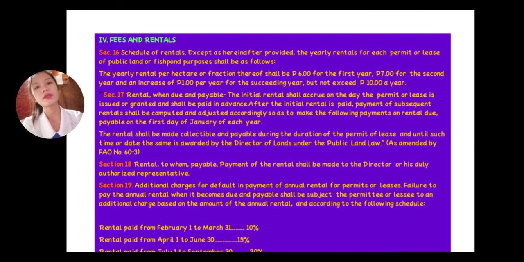So section 17, rental when due and payable. The initial rental shall accrue on the day the permit or lease is issued or granted and shall be paid in advance. After the initial rental is paid, payment of subsequent rentals shall be computed and adjusted accordingly so as to make the following payments on rental due, payable on the first day of January of each year. So kini rental when due, mubayad jud ka sa January.